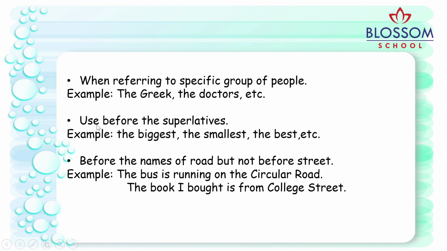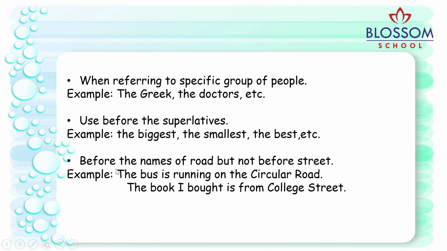We also use the article the before superlatives. What is superlative? Superlative is one of the degrees of comparison. There are 3 degrees of comparison: positive, comparative and superlative. We use the article the before the superlative. For example, the smallest, the biggest, the best, etc.